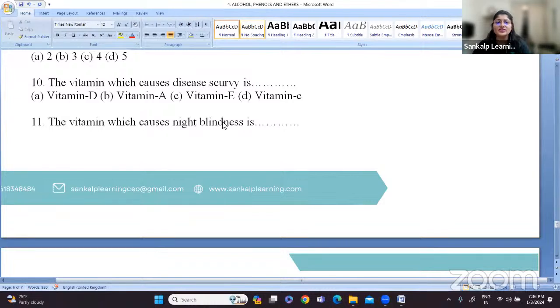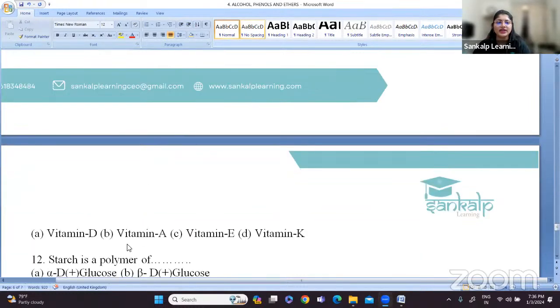Which is the vitamin which causes night blindness, students? Vitamin D, vitamin A, vitamin E, or vitamin K? Night blindness. The vitamin which causes night blindness.